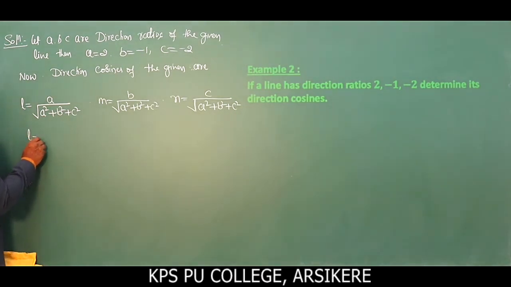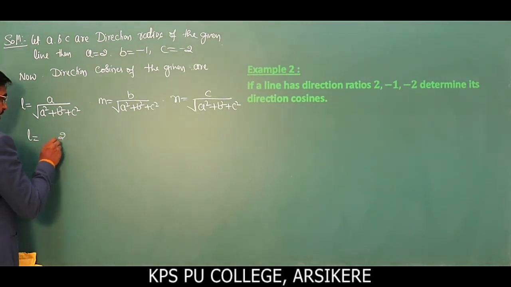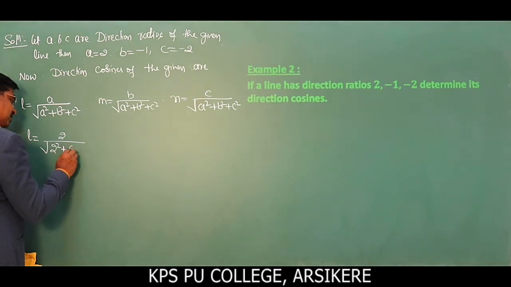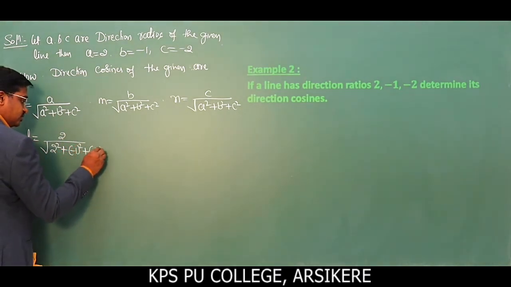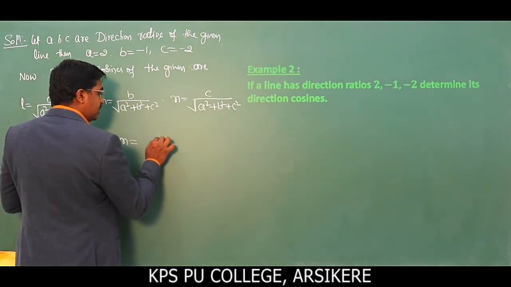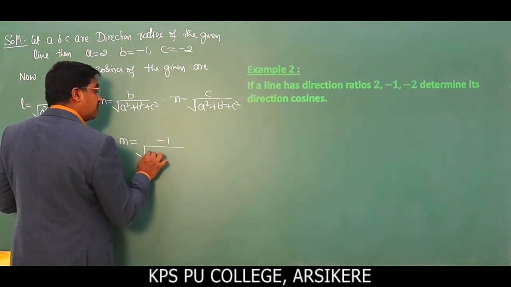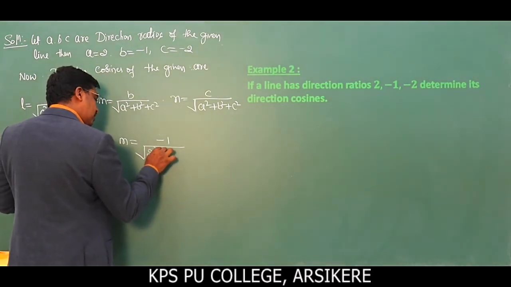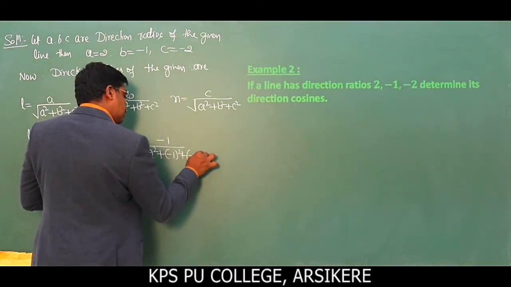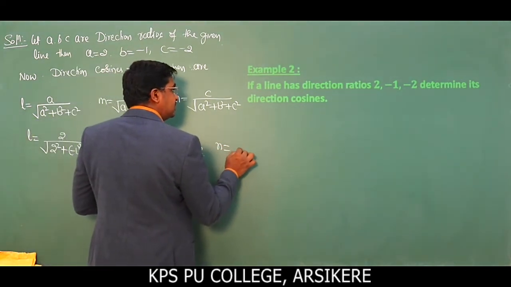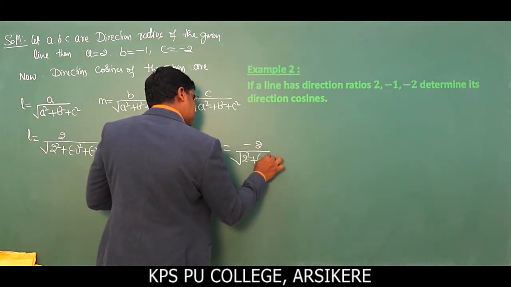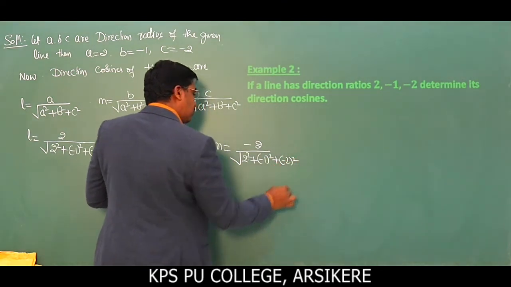What happened here? L is equal to, what is the A value? The A value is 2, divided by root of 2 square plus B, which is -1, whole square, plus -2 whole square. And M is equal to B's value, -1, divided by root of 2 square plus -1 whole square plus -2 whole square. N is equal to C, which is -2, divided by root of 2 square plus -1 whole square plus -2 whole square.